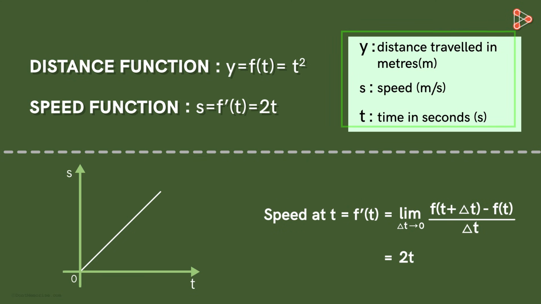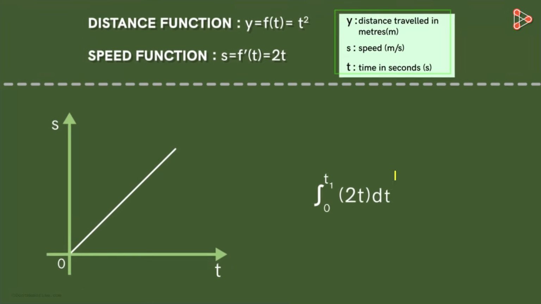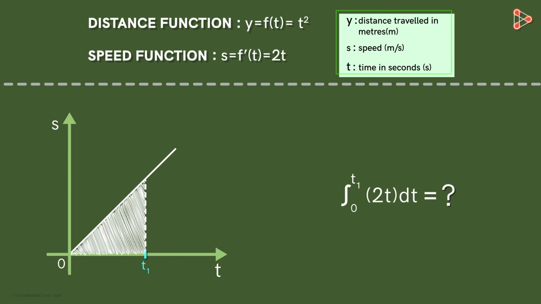Now, to see the relation between differentiation and integration, consider this integral of the speed function. Here t1 is some arbitrary time instant. Let's mark it here on this axis. Can you find the value of this integral? For this, we need to find this area under the graph.